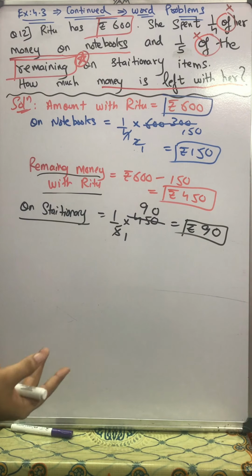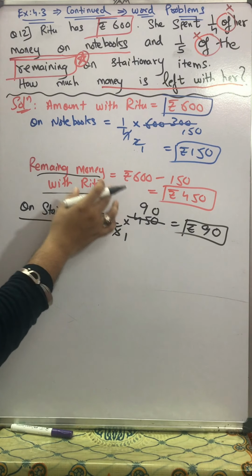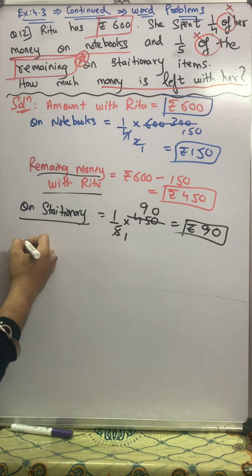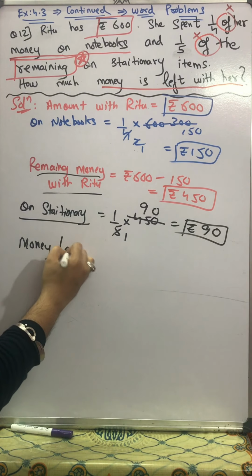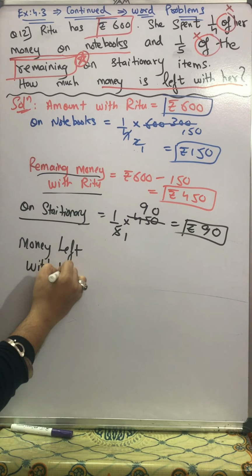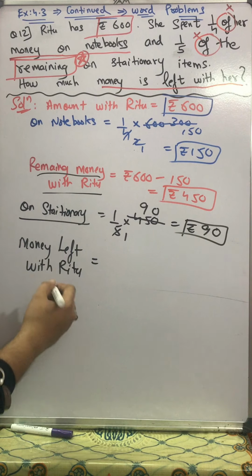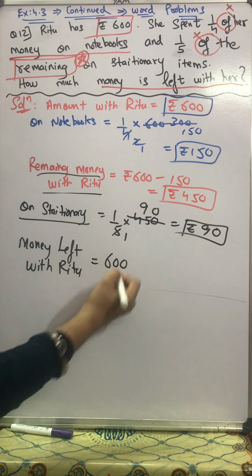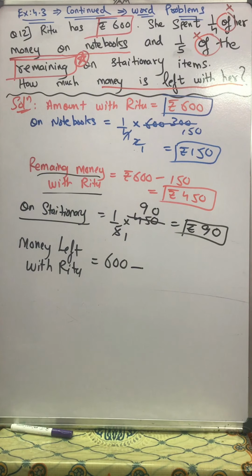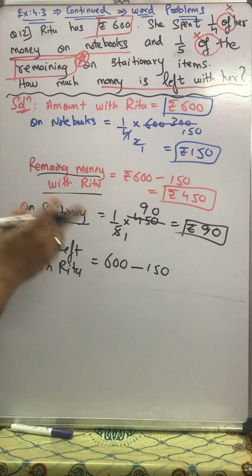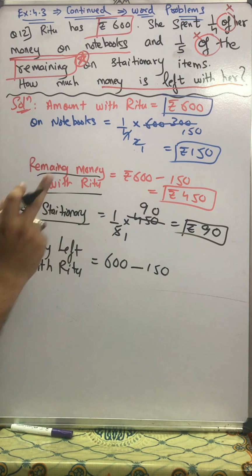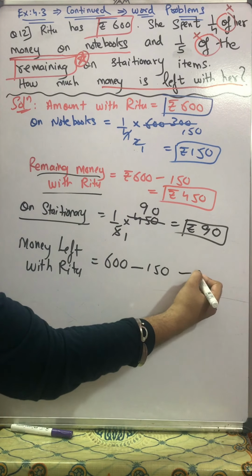Can I say, students, we just have to subtract? Yes, we just have to subtract. There are two ways to do it. It's asked how much money is left with her. So money left with Ritu is how much? One way of doing it is, initially she had 600 rupees minus what she spent on notebooks, 150, so minus 150. Afterwards, the second expense was on stationery, rupees 90, so minus 90.